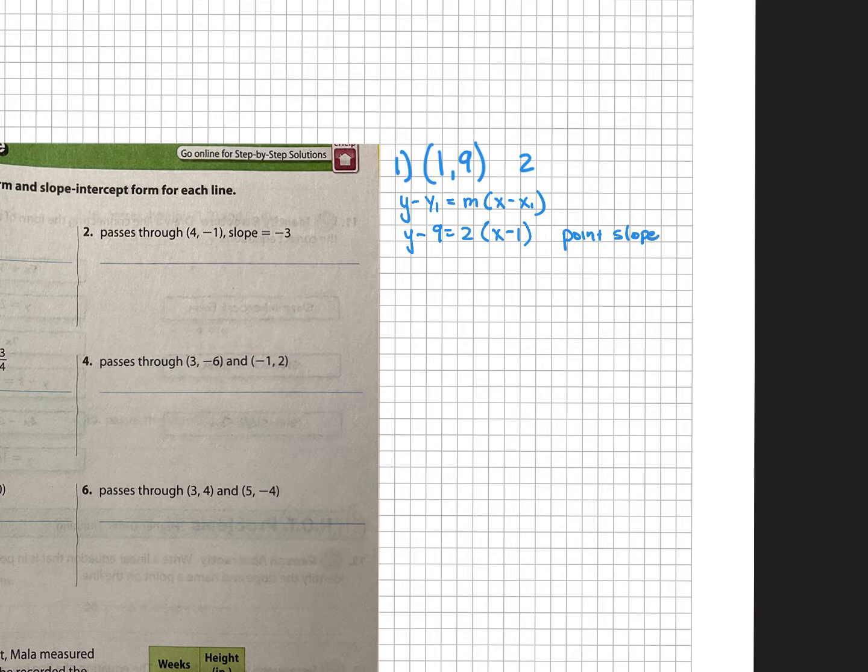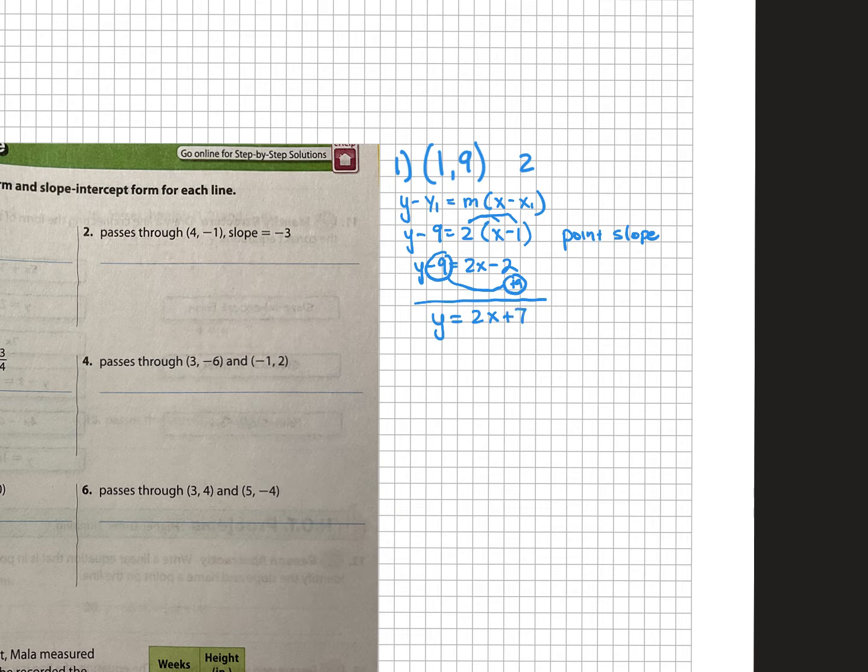To turn it into the slope intercept, or y equals mx plus b, we have to do 2 times x and 2 times negative 1. So we get y minus 9 equals 2x minus 2. Then we have to move the negative 9 over to the other side, and it becomes positive 9. And we get y equals 2x plus 7.